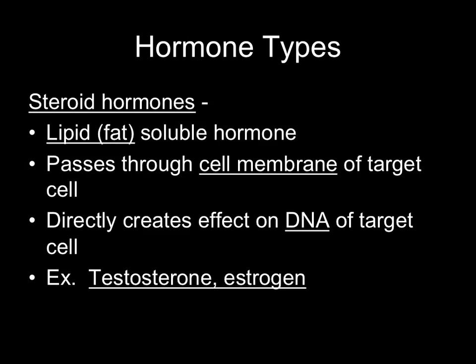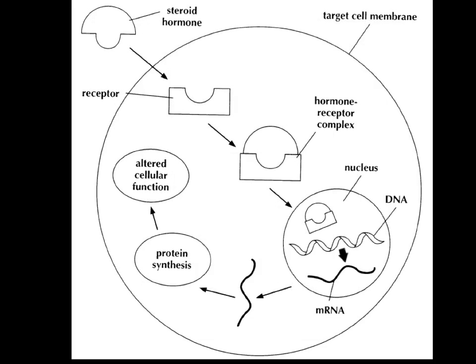And the diagram that you have in your notes actually kind of models this. So this shape up here is a steroid hormone, and you can see it's able to pass directly through the cell. You can see that the shape of the hormone matches the shape of the receptor, so the combination of the hormone and the receptor, when they come together, forms a hormone receptor complex. This complex is what is able to pass into the nucleus through the nuclear pores and actually have a direct biochemical effect on the DNA.